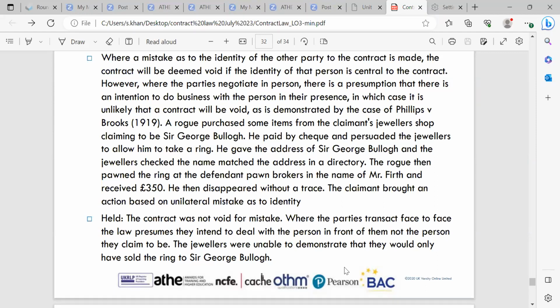The claimant brought an action based on unilateral mistake as to identity. It was held in this case that the contract was not void for mistake. Where the parties transact face to face, the law presumes they intend to deal with the person in front of them, not the person they claim to be. The jewellers were unable to demonstrate that they would only have sold the ring to Sir George Bullock.